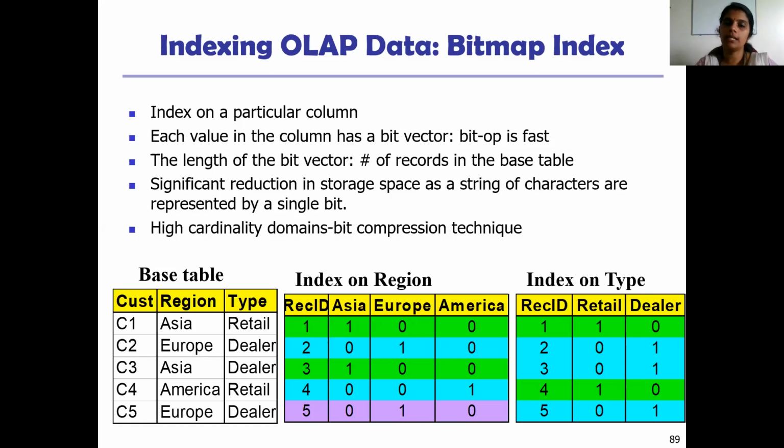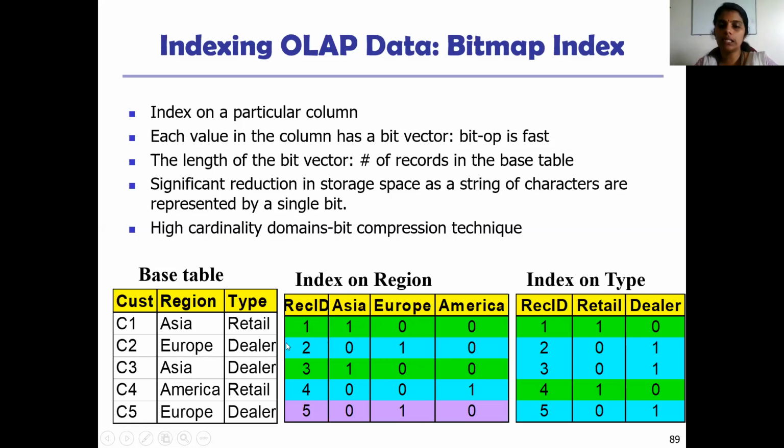But what is bitmap indexing? Here, index will be formed based on a particular column. Okay, each value in the column will be associated with a bit vector. The length of the bit vector depends on the number of values for that particular column, and the bit corresponding to that particular value is set to 1 and the other bits are set to 0. Okay, so when you consider region, index on region, if I consider the third record, the value is Asia. So bit corresponding to Asia is set to 1 and bits corresponding to Europe and America is set to 0.